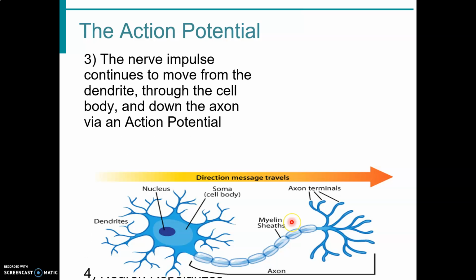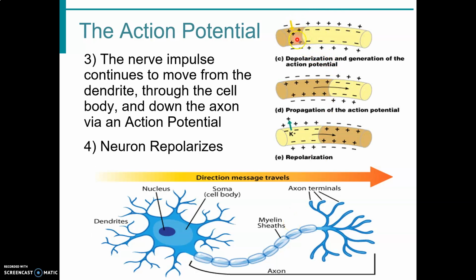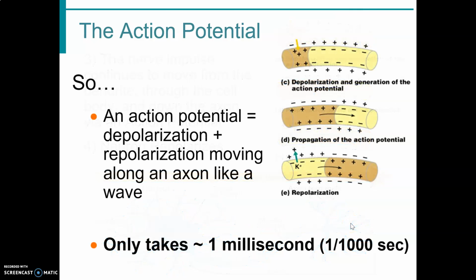And this moves forward like a wave. You see that we have continuing depolarization and generation of the action potential as it moves down that axon. And then we have repolarization, a reset of that net positive charge outside. So they return to a polarized state. The nerve impulse continues to move from the dendrite through the cell body and down the axon via the action potential. And then the neuron repolarizes. The direction the nerve message is traveling is down the axon here.